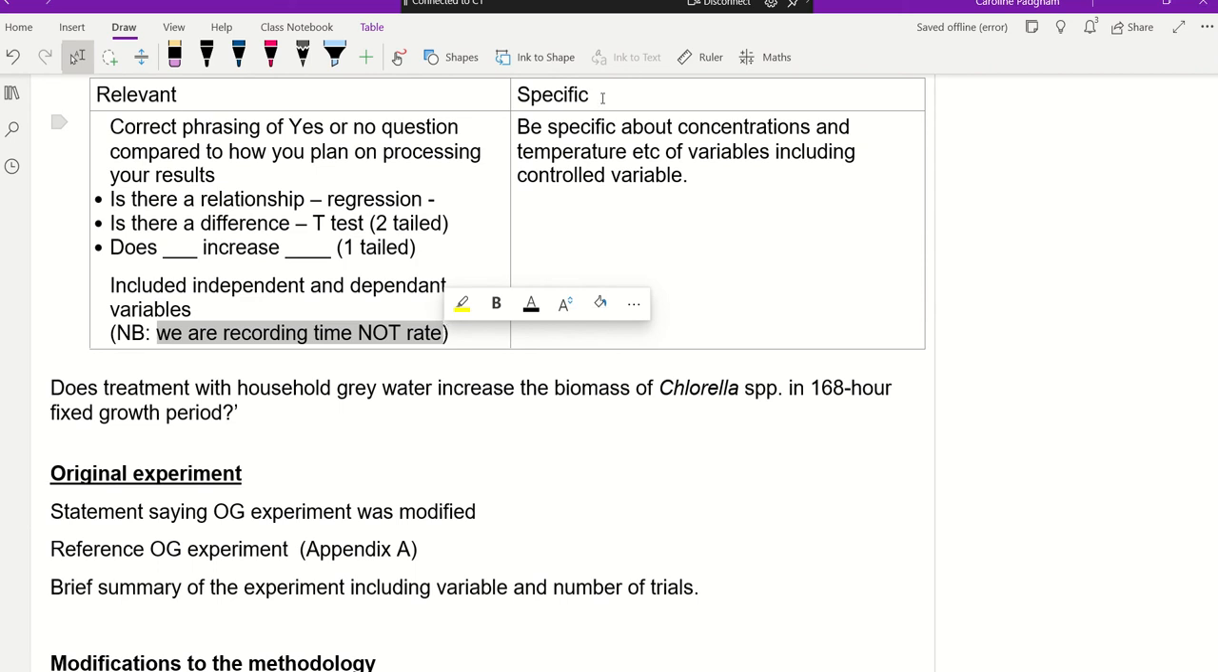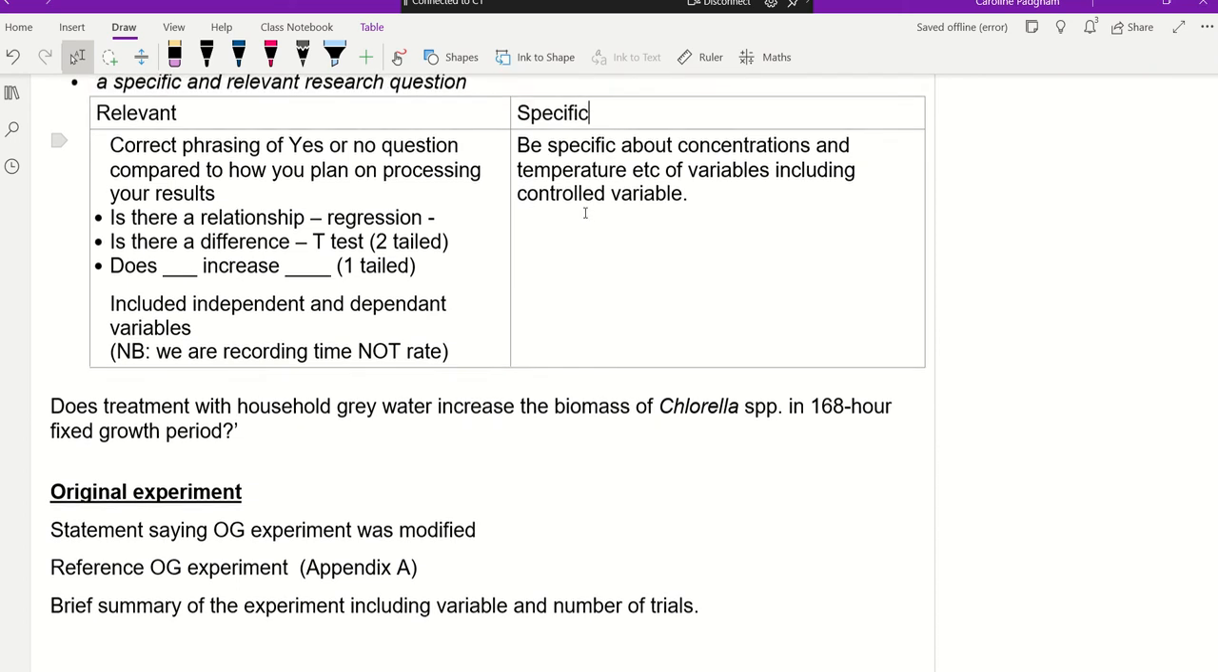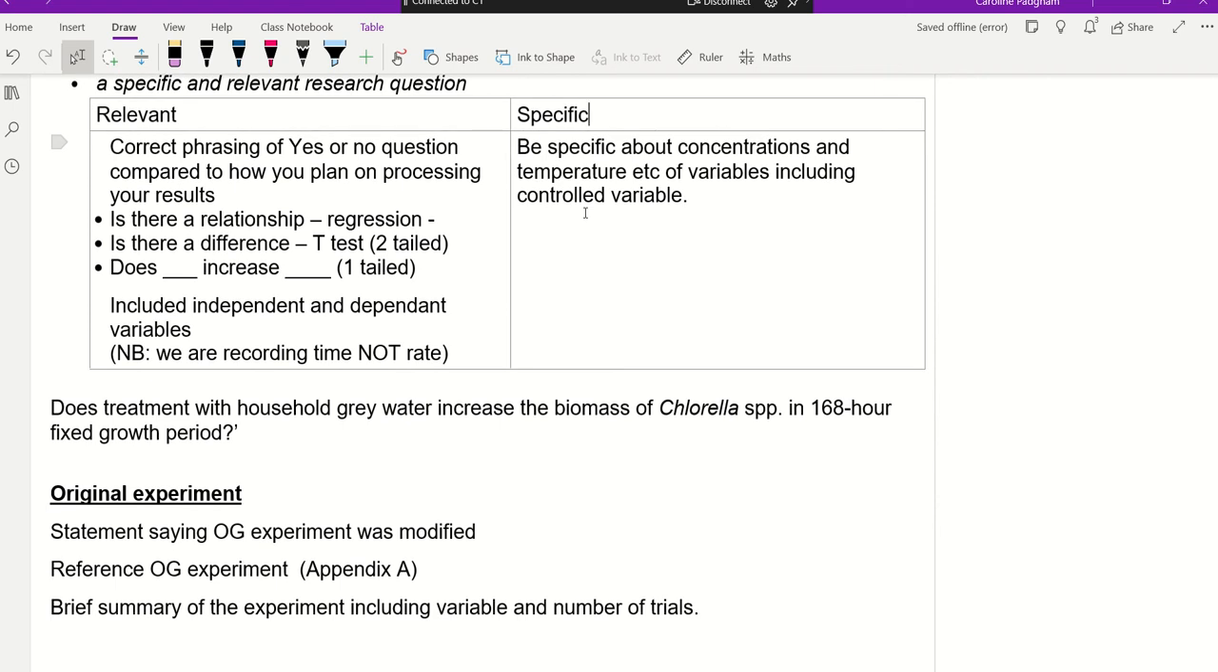Okay? Specific. That is the next level up from just relevant, is specific for full marks on your research question. You need to be specific about the concentrations or the temperatures or whatever, for both variables. Include everything. Make it wordy. Okay? It can have commas in it. It can have brackets in it.